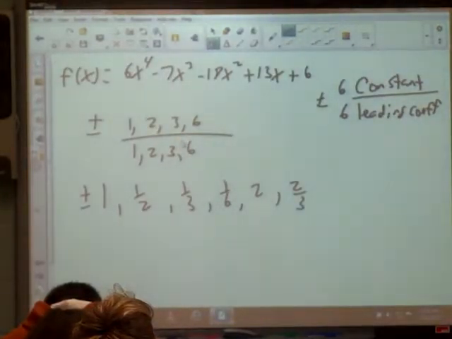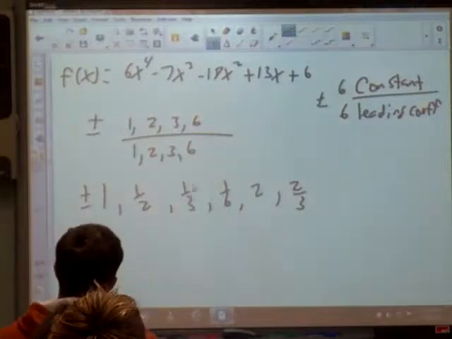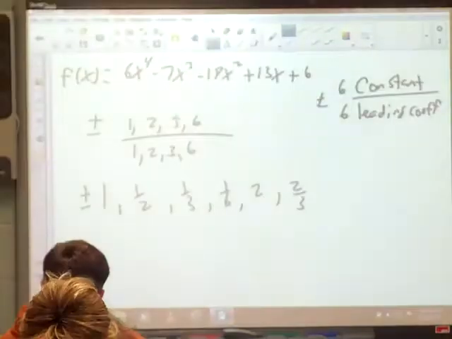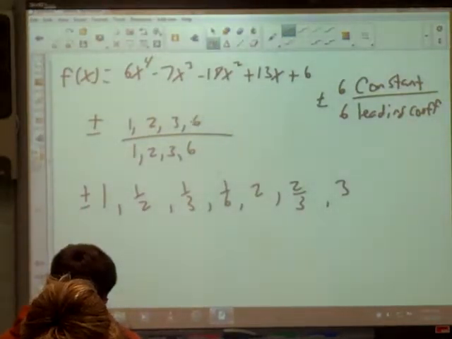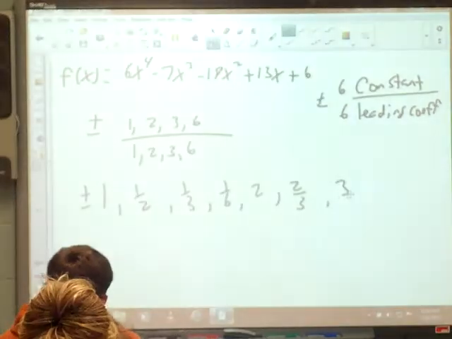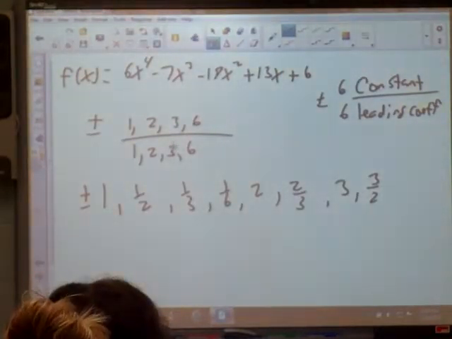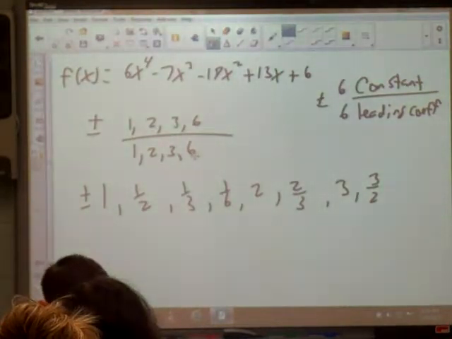I already have that one, don't I? Isn't 2 over 6 already there? Okay, so I'm done with the 2. Move to your 3 now. 3, good. What about 3/2? Do I have it yet? No, got to get it there. What about 3/3? Already got it. What about 3/6? Already got it.